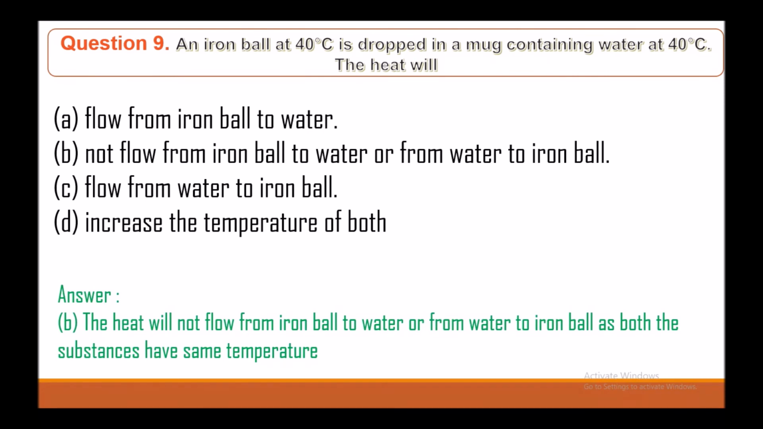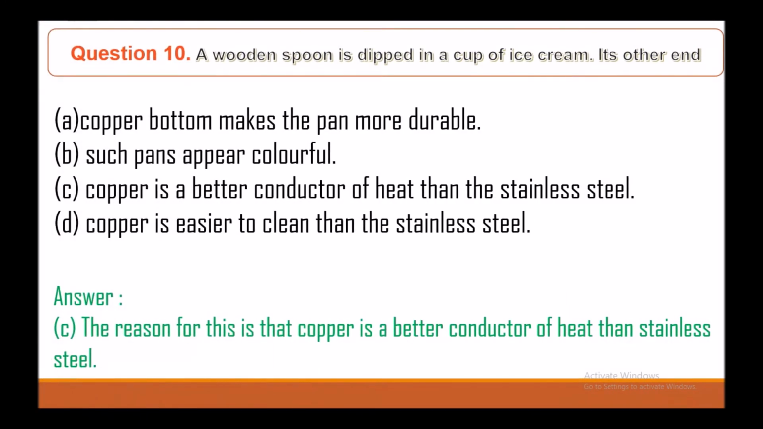Question 10. A wooden spoon is dipped in a cup of ice cream. Its other end, copper bottom, makes the pan more durable. Such pans appear colorful. Copper is a better conductor of heat than the stainless steel. Copper is easier to clean than the stainless steel. So the answer is, the reason for this is that copper is a better conductor of heat than stainless steel.